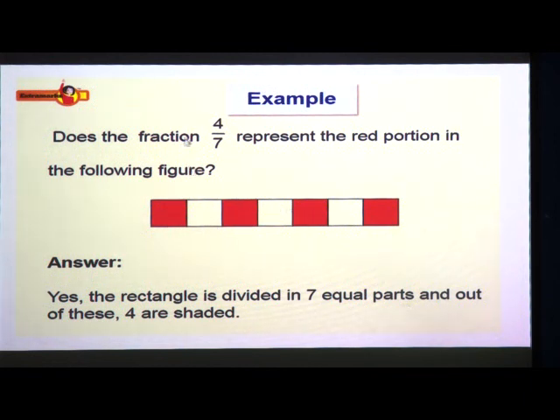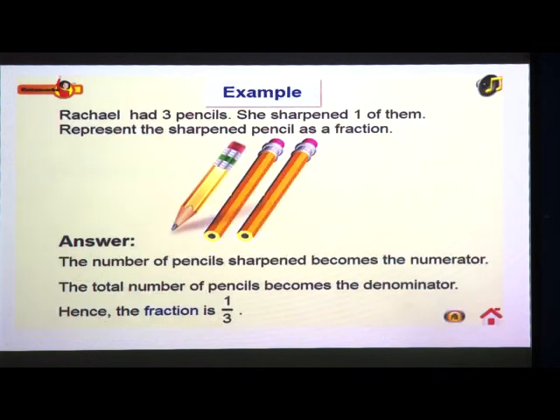Yes, 4 by 7. So, the answer is yes, the rectangle is divided into 7 equal parts and out of these 4 are shaded. Next example.